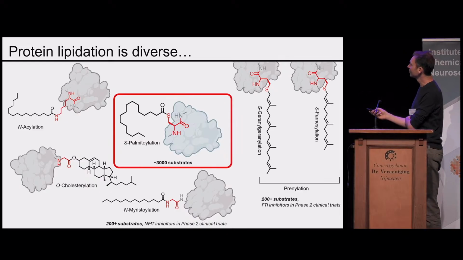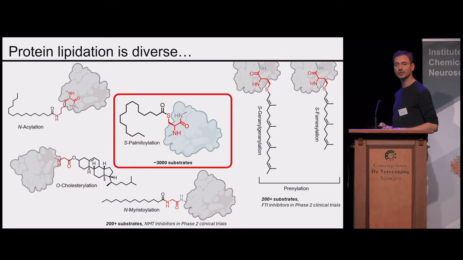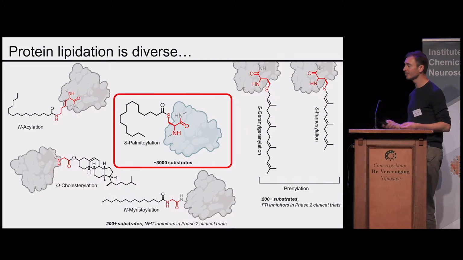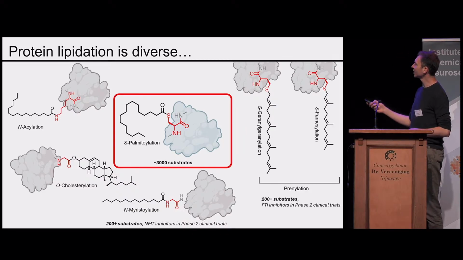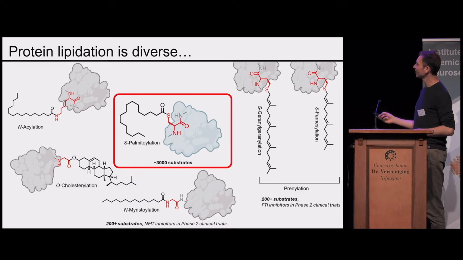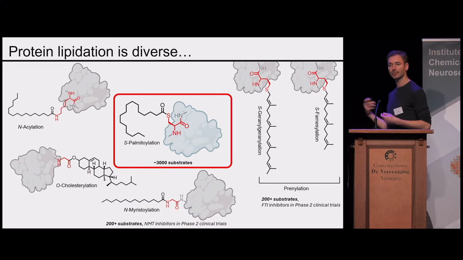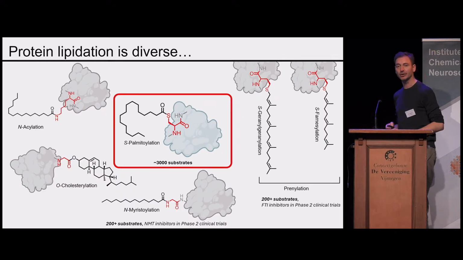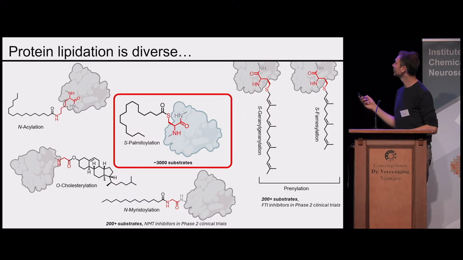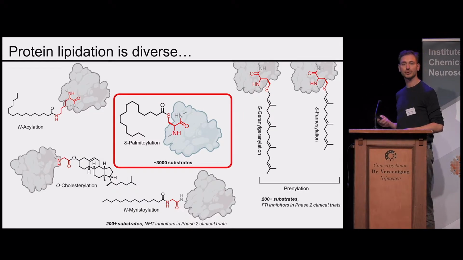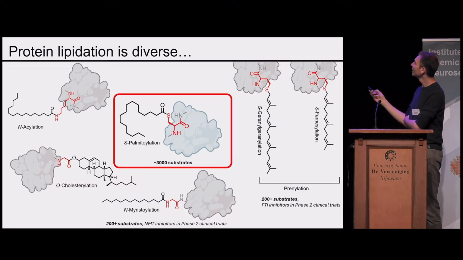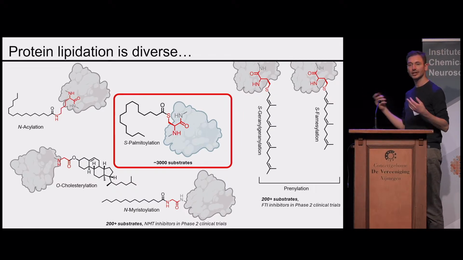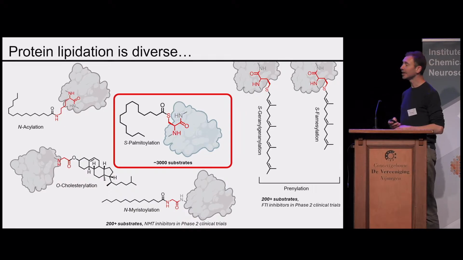For various of these protein lipidations, these lipids are attached to proteins by specific enzymes. For example, for myristoylation, there are already NMT inhibitors in phase 2 clinical trials. And also for farnesylation, there are inhibitors for the proteins that attach these lipids to proteins in clinical trial. So in addition to its widespread nature, protein lipidation is also highly druggable.